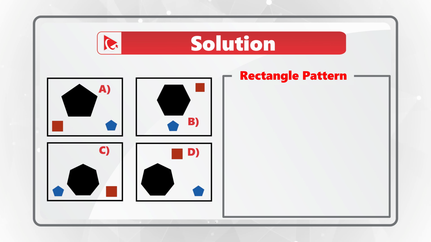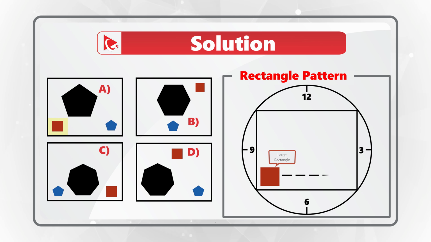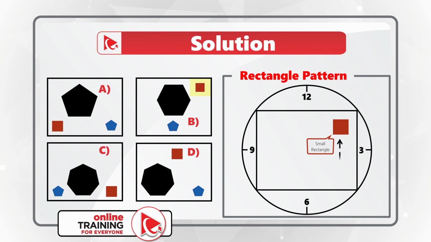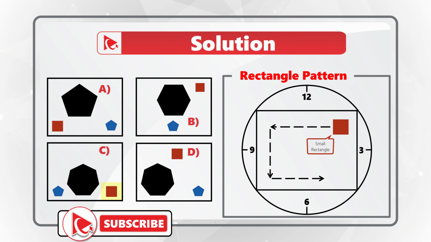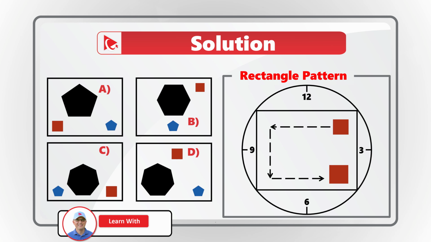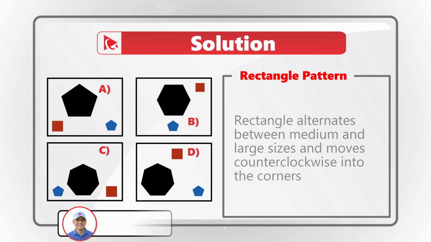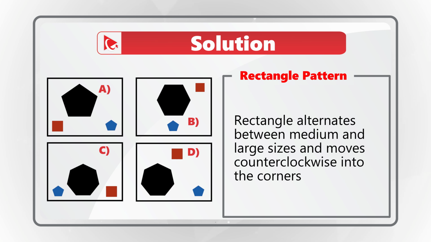If you look closely at the square, you see that the square jumps in object A from 8 o'clock to 2 o'clock and then jumps to 4 o'clock. So it is possible that the square incrementally goes around the clock counterclockwise and increments corner by 1. You can also see that the rectangle alternates between medium and large sizes when it moves counterclockwise from the corners.